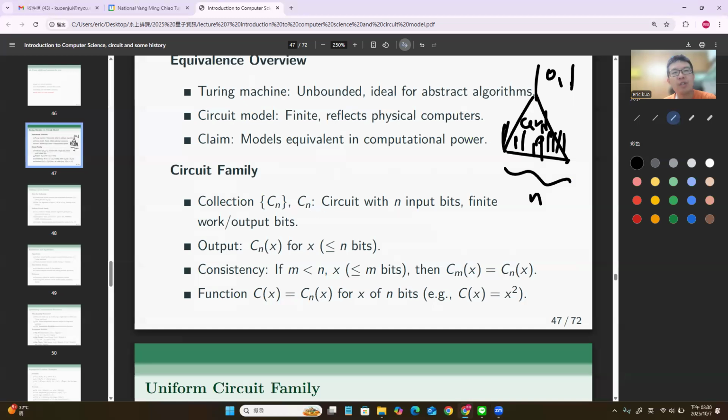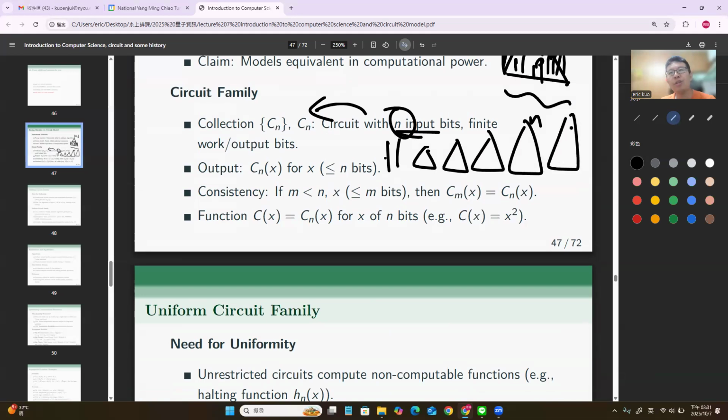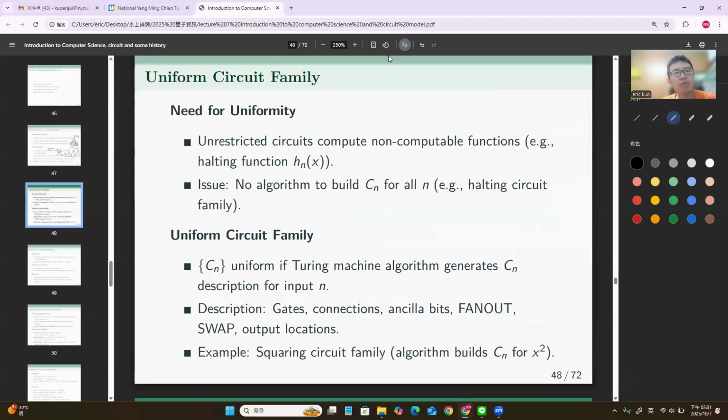So a circuit family is that you give n, and there's a Cn. For each n, you want to have a circuit to solve it. So Cn(x) will output either 1 bit or n bits. For each n, there's a circuit. For n is 1, there's a circuit, n is 2, there's a circuit, 3, 4, 5, larger circuit, larger circuit.